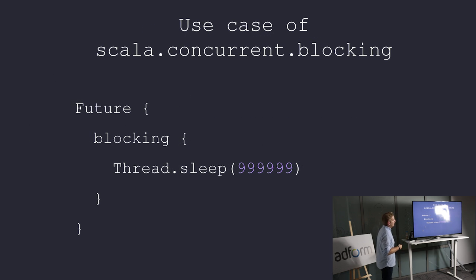So let's see how the Scala authors, the people behind Future, understand blocking. You probably all know this blocking construct, right? In Scala, if you are doing a blocking call in a future, you should put it inside a blocking piece. For example, if you're doing Thread.sleep, you should put blocking around it. But what the blocking construct actually does underneath, that's the good question.